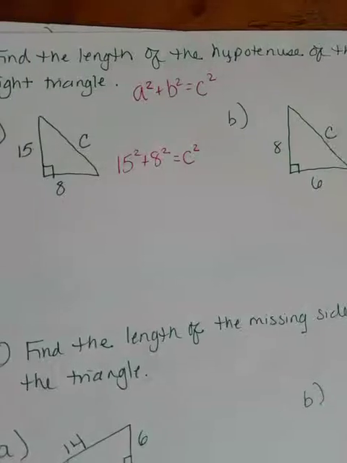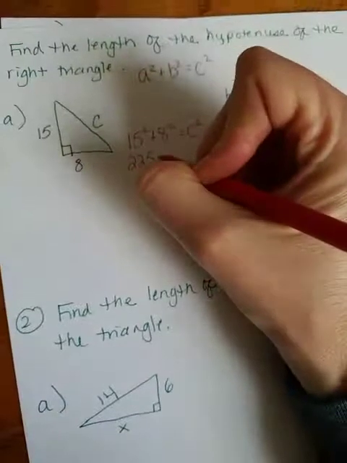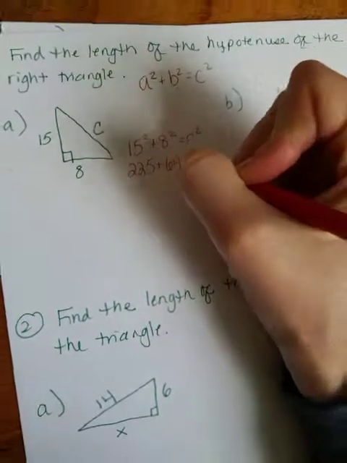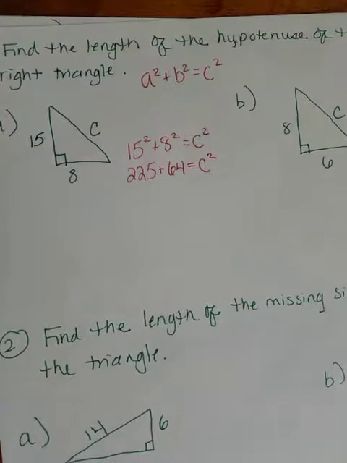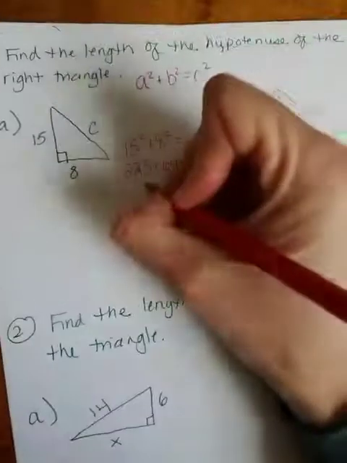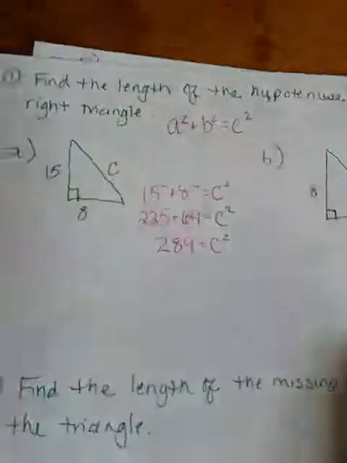Here's where you can either use your calculator or that perfect square chart I posted to the classroom. 15 squared is 225, 8 squared is 64. Now I'm going to add 225 and 64 together. That gives me 289 equals C squared. Remember, that's not your answer.